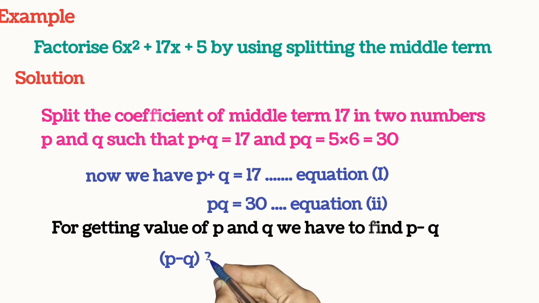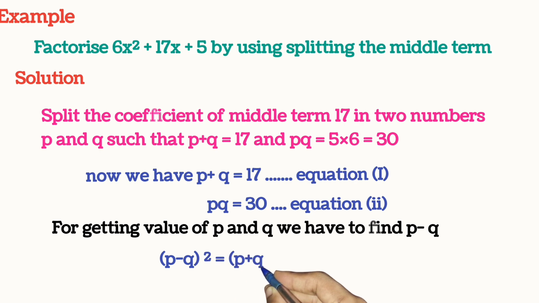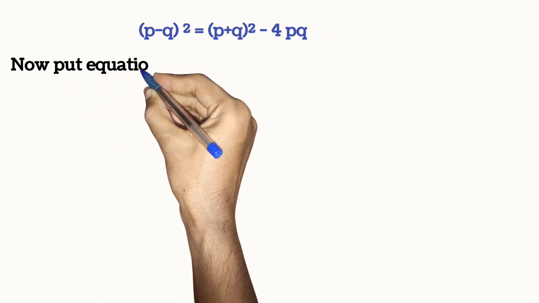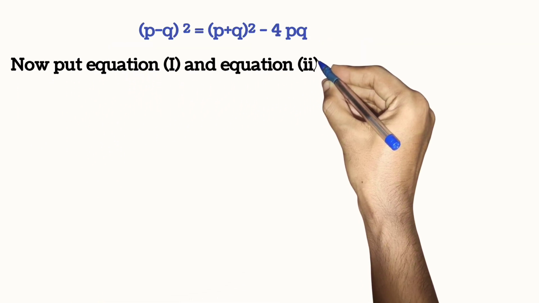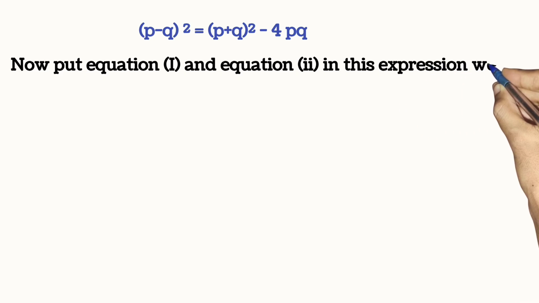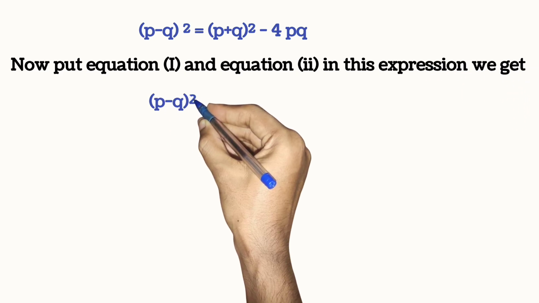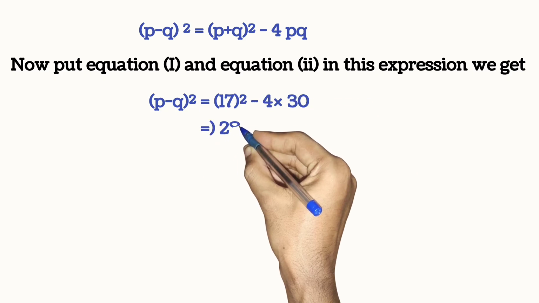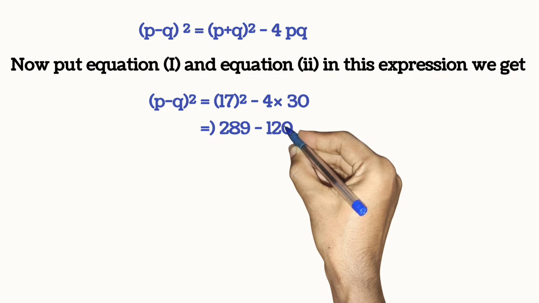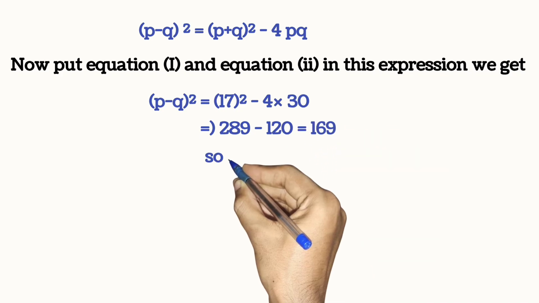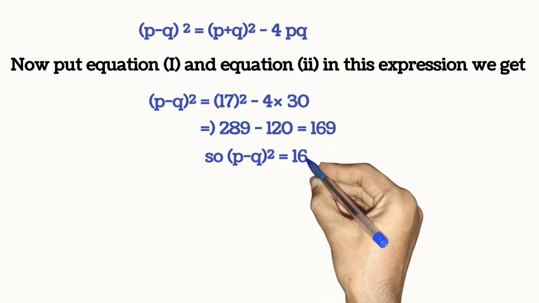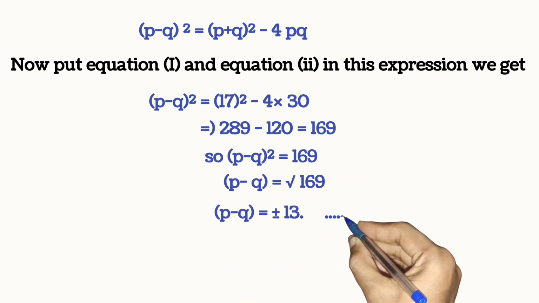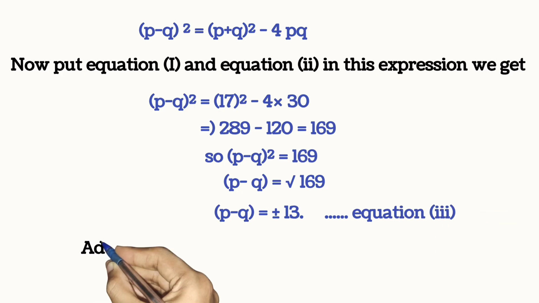For this, we can write (p minus q) whole square equal to (p plus q) whole square minus 4pq. Now put equation 1 and equation 2 in this expression. We get (p minus q) whole square equal to 17 square minus 4 into 30, that will be 289 minus 120, that is equal to 169. So (p minus q) whole square equal to 169. Now p minus q equal to square root of 169. Then p minus q equal to plus minus 13, that is equation 3.